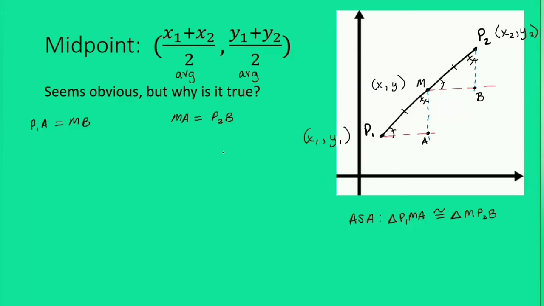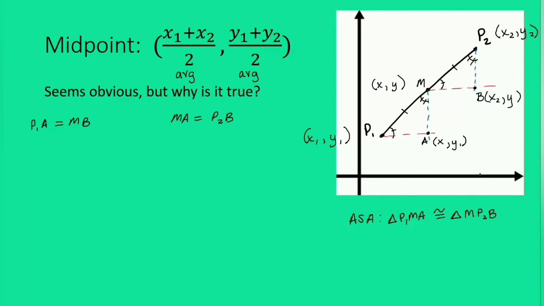All right, using those equations, we're going to make equations using our coordinates. Well, we need to name the coordinates for A and B, and we haven't done that yet. So where is A? The x coordinate for A is lined up with M, so it's x, and the y coordinate for A is lined up with P1, so it's y1. Now B, let's see, the x coordinate is lined up with P2, so that would be x2. And the y coordinate is lined up with M, so it would just be y.